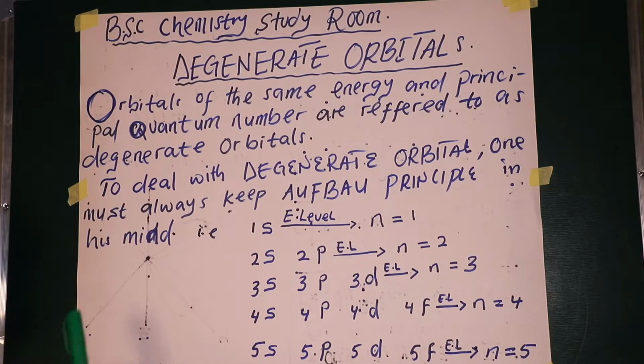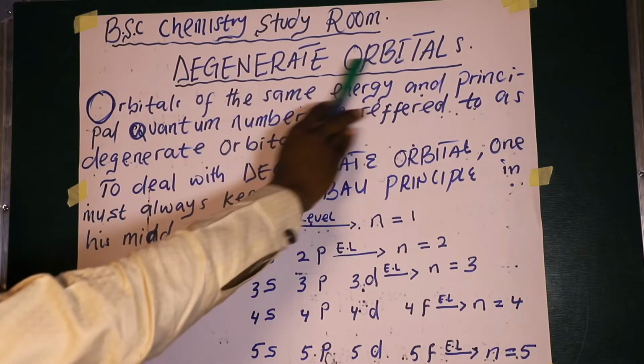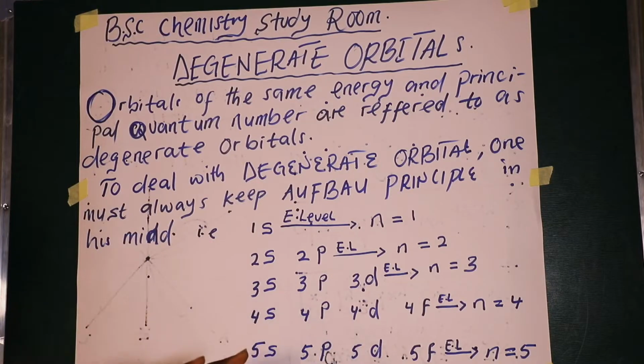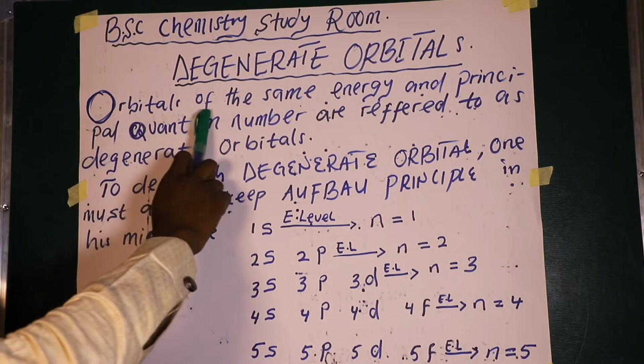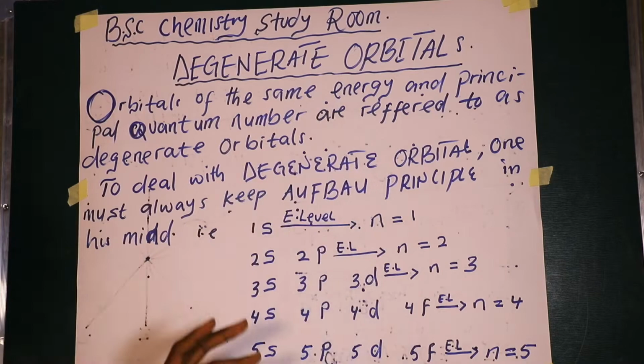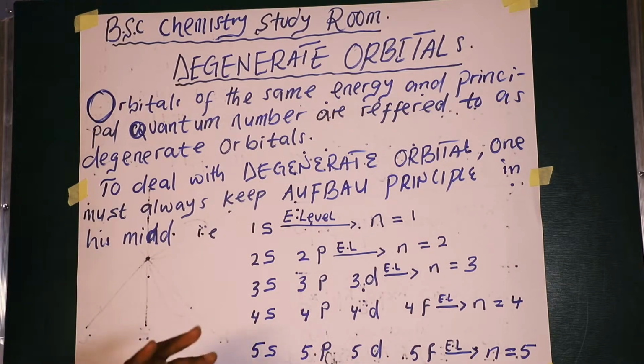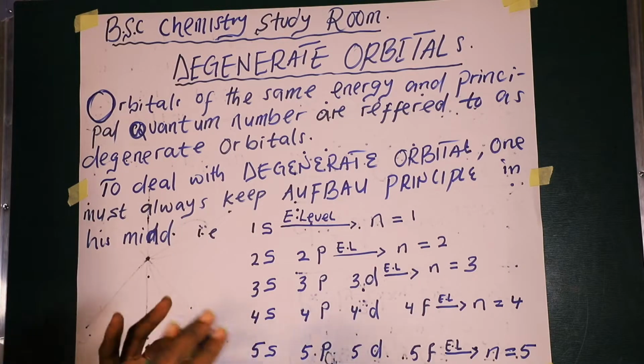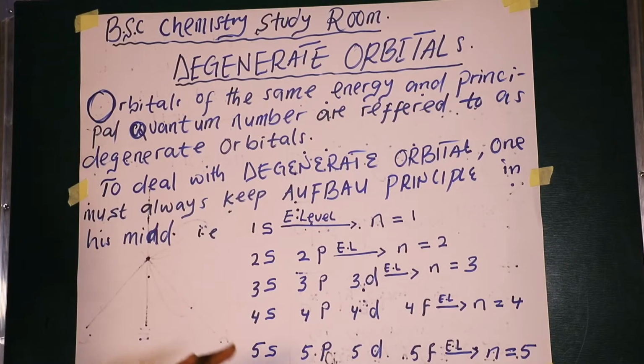Today in this video, we are going to discuss degenerate orbitals. Orbitals of the same energy and principal quantum number are referred to as degenerate orbitals. All orbitals having the same energy or the same principal quantum number are referred to as degenerate orbitals.